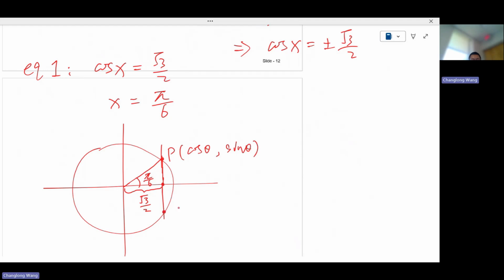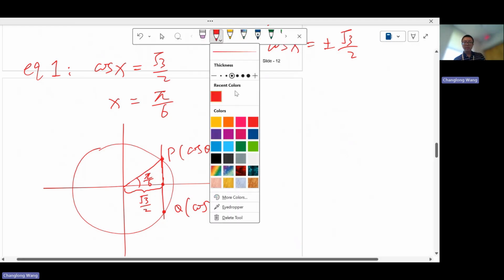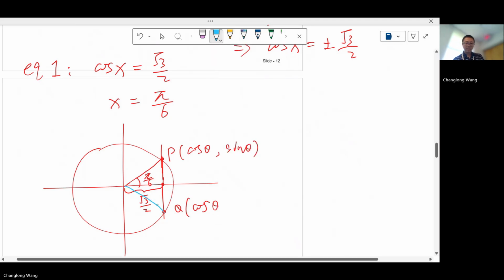You figure that this is the point Q, and it has the same horizontal coordinate. That's why I'm putting cosine theta, to remind you that it's the same as the P, because you see that the horizontal projection of the location of the P and the Q are the same. Now the question is, what will be that angle associated with the Q? And I'll use a different color to label it. So you have to go all the way here.